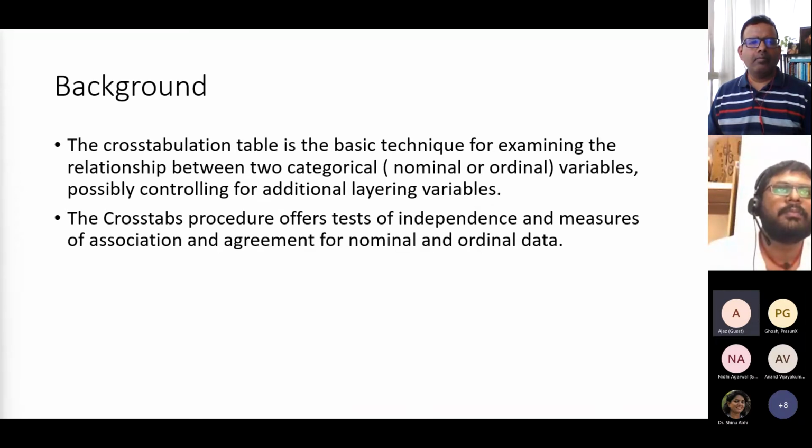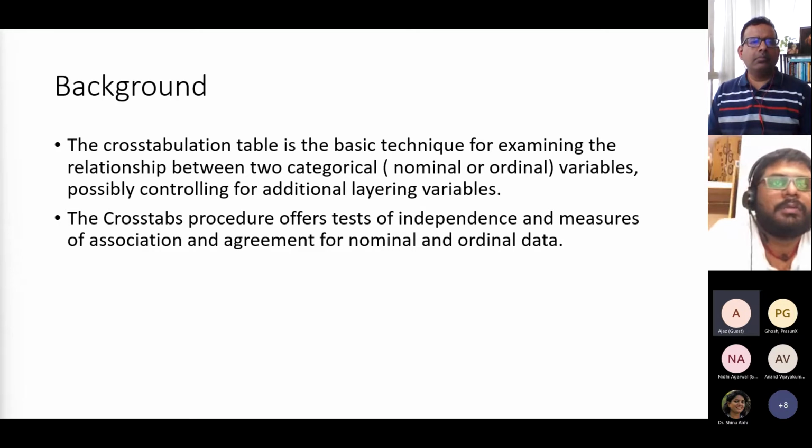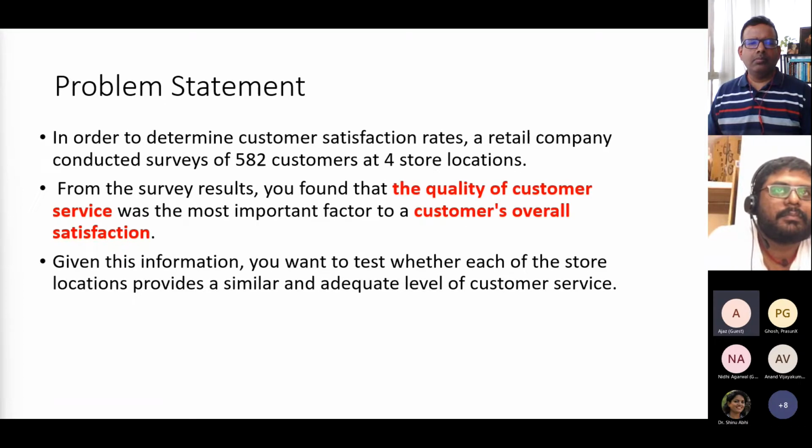Firstly, we'll have to do cross tabulation. Correct? What is this cross tabulation? It's a simple technique which is used to examine the relationship between two categorical variables. When you have two categorical variables and you want to find out the relationship, use a cross tabulation, possibly controlling for additional layering variables. It offers tests of independence and measures of association and agreement for nominal and ordinal data. Okay, so this is the background.